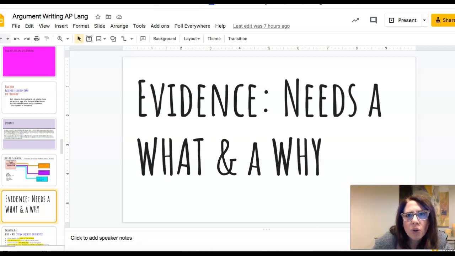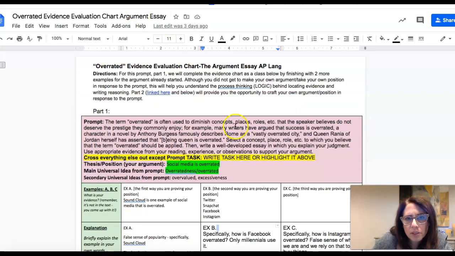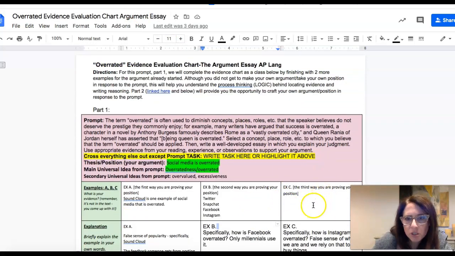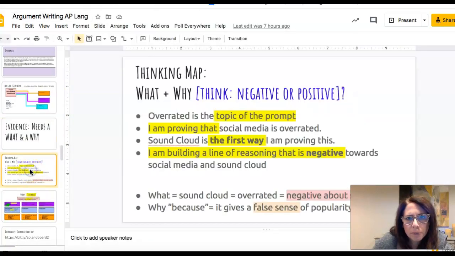So your goal for the first part is to come up with two additional pieces of evidence to prove that social media is overrated. I'll go through with you what I worked out. This is what I call the thinking map. And so my first step is to think, am I taking a positive or a negative stance on the topic?